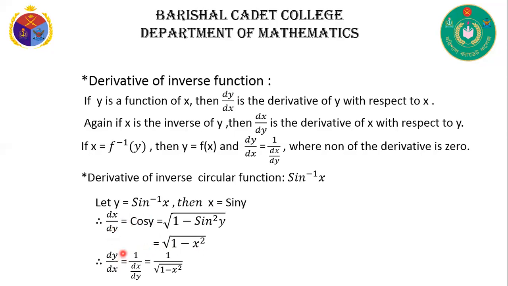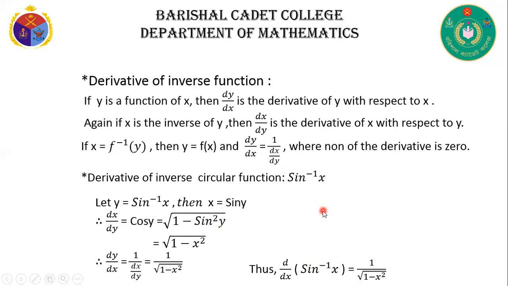Then we can write dy by dx is equal to 1 by dx by dy. Here dx by dy means root 1 minus x square. Now putting the value here, we can write 1 by root 1 minus x square. Thus d by dx sine inverse x, here y means sine inverse x, is equal to 1 by root 1 minus x square.